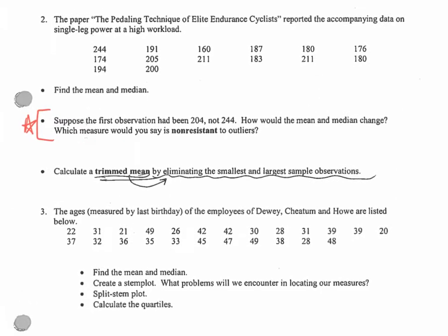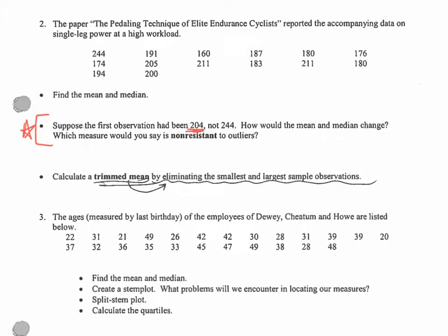This says, suppose this first observation had been 204 instead of 244. Talk to me about this number 244 compared to the rest of the data. Does 244 seem like an outlier? I think it's an outlier. The next biggest piece to that is 211. So yes, 244 is an outlier. What if they took 244 and changed it to 204? Then it wouldn't be an outlier anymore, right? Okay. This question is asking what the new mean and the median are after you make that change, and it asks you about this idea of being non-resistant to outliers.